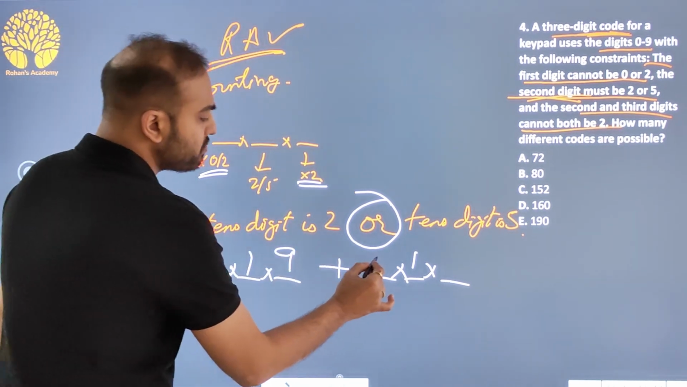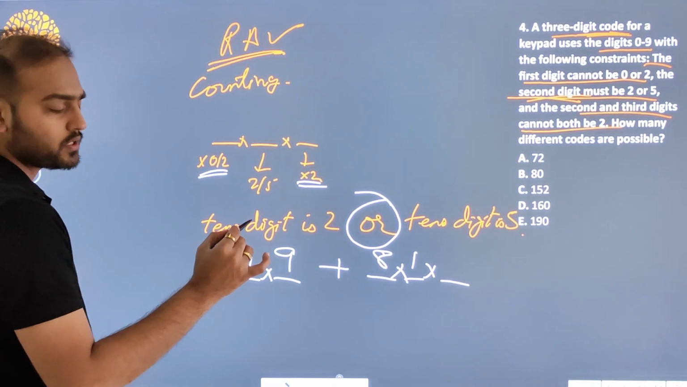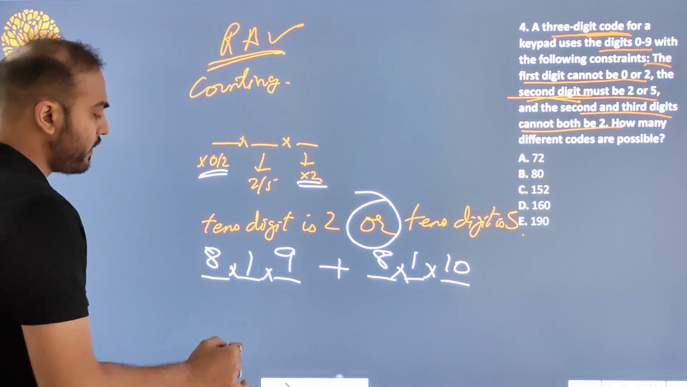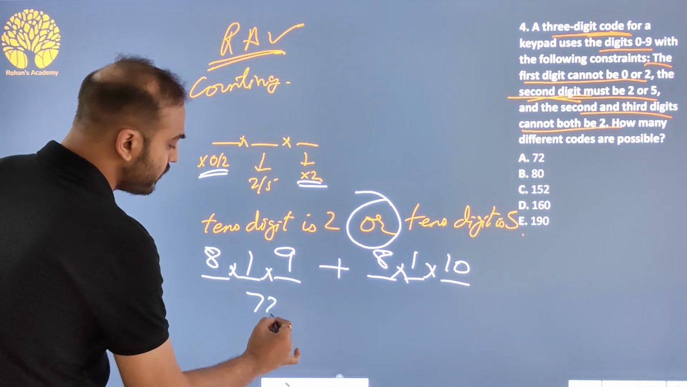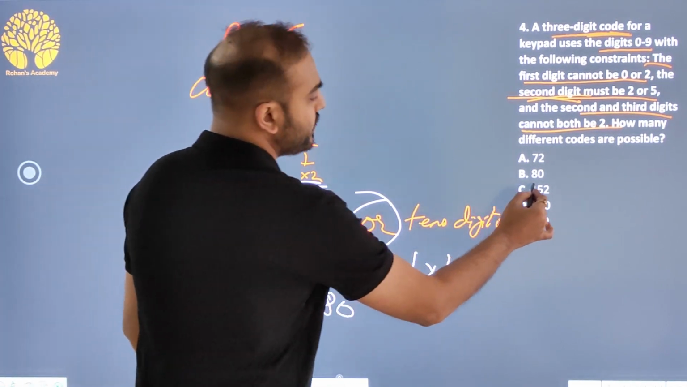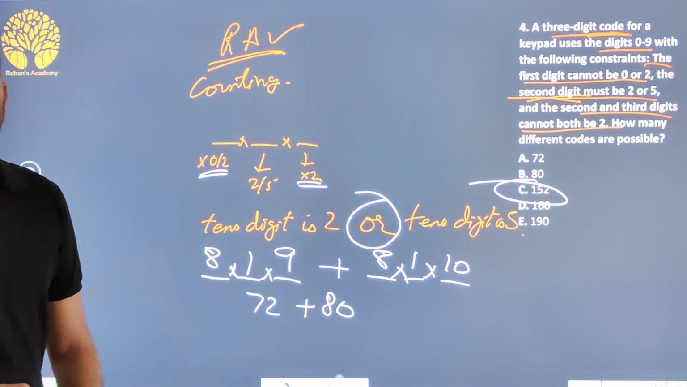The first digit again cannot be 0 or 5, so one of the 8 options. Now the units digit can be anything, so 10 options. So this is 72, or means plus 80. 72 plus 80, 152. Okay.